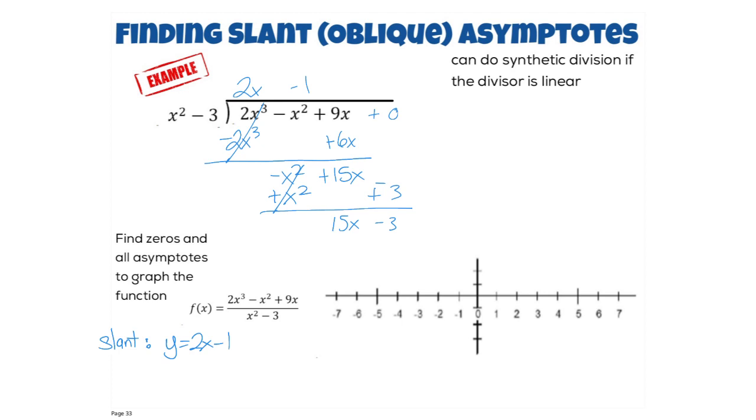And if I come over here to my graph, I need to graph that slant asymptote the same way I do the other asymptotes. So the y-intercept is negative 1. And then I have a slope of 2, so rise 2, run 1. Get that in there a couple times, and then I'm going to dash this.